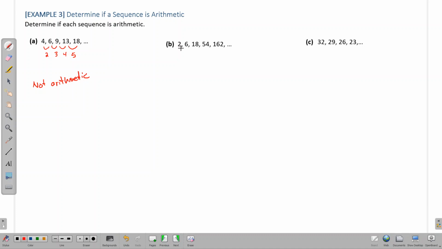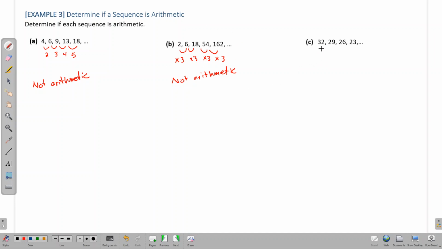So moving on to the next one, we can see that we're not adding a fixed number. We are multiplying, right? This is times 3, this is times 3, times 3, and times 3. But multiplying by the same number is not arithmetic. Arithmetic has to be addition or subtraction of the same number. So this is still not arithmetic. So this turns out to be geometric, which we'll be covering in future sections.